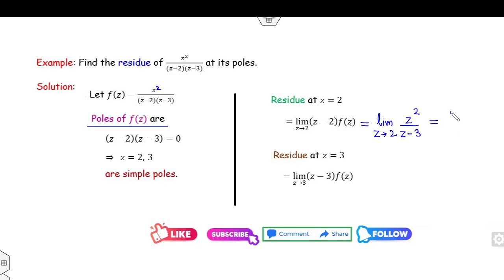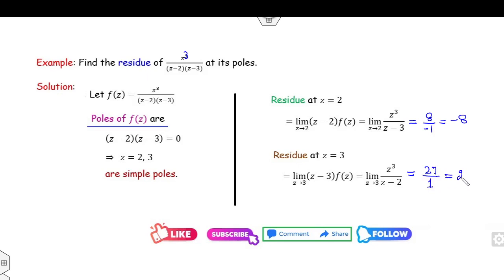So if you substitute, it is 4 over -1. Similarly, for the second case, if it is a cube, you can write z cubed. Then the answer will be 8 over -1, that is -8. If it is 3, then 27 over 1, so 27 is the right answer of the problem. This number is my cube.